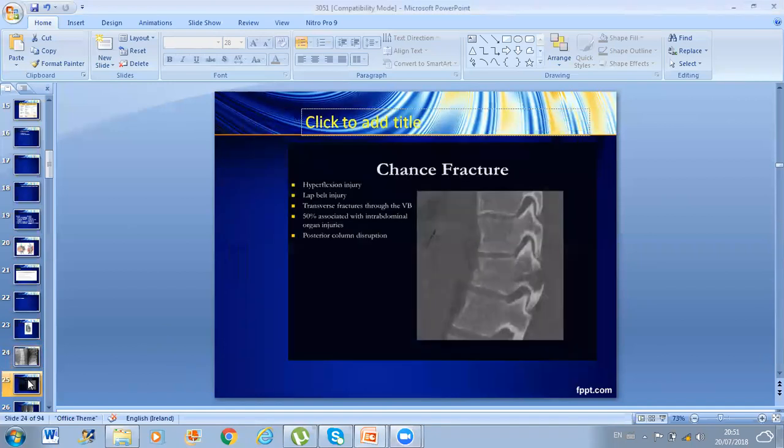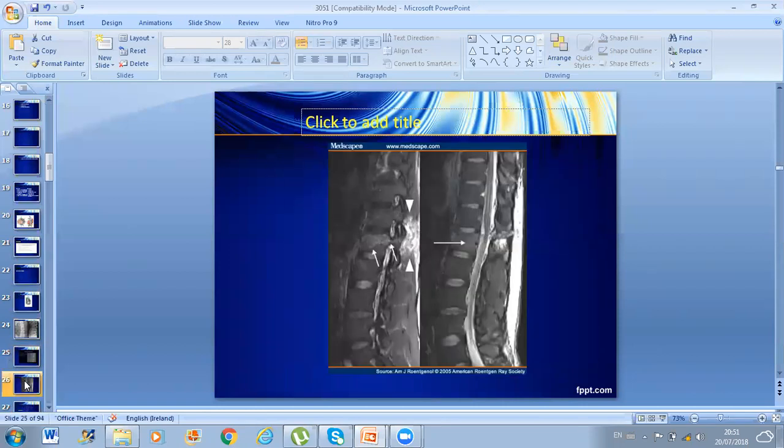Okay, this is a chance injury. So it's basically a hyperflexion injury, lap belt injuries, with transverse fractures to the vertebral body, 50% associated with intra-abdominal organ injuries, and posterior column disruption. If you do MRI for this patient, this is the MRI of that patient. The vertebral body has been divided into half. There is a chip fracture proximally. The spinal cord is involved. There is posteriorly high density at T2, which is evidence of a posterior ligamentous injury also in this patient.